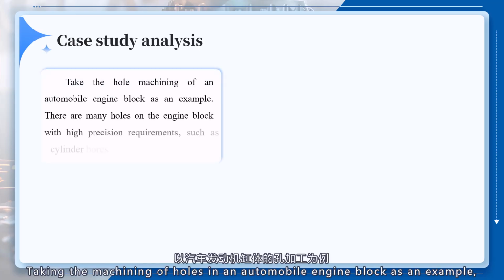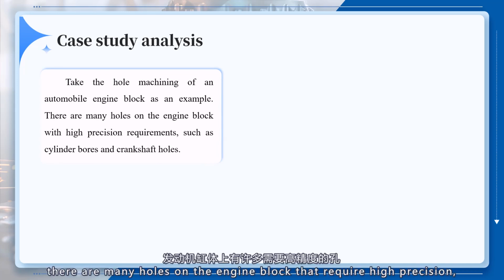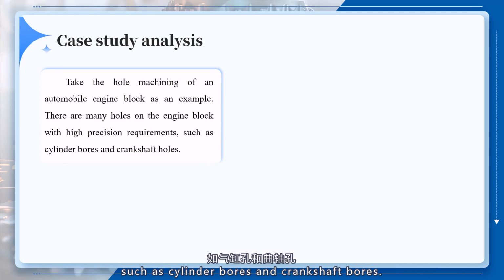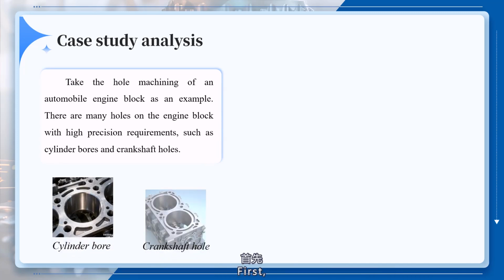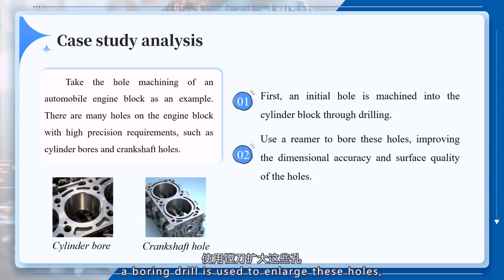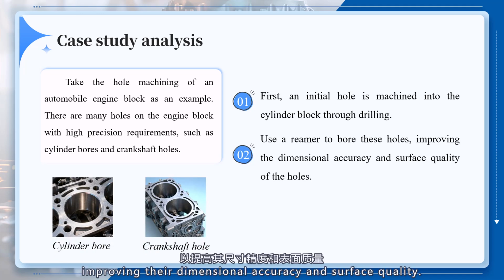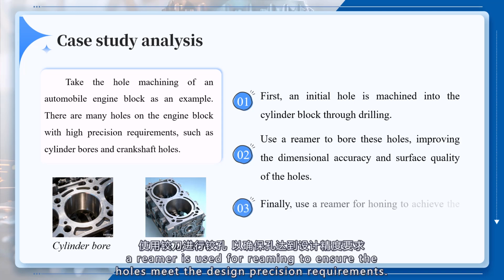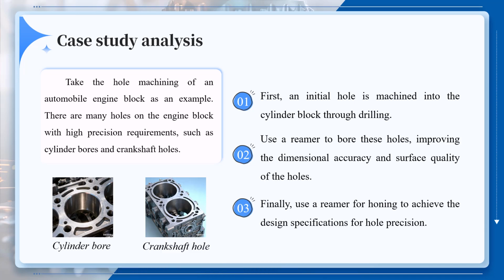Taking the machining of holes in an automobile engine block as an example, there are many holes on the engine block that require high precision, such as cylinder bores and crankshaft bores. First, initial holes are drilled into the block. Then, a boring drill is used to enlarge these holes, improving their dimensional accuracy and surface quality. Finally, a reamer is used for reaming to ensure the holes meet the design precision requirements.